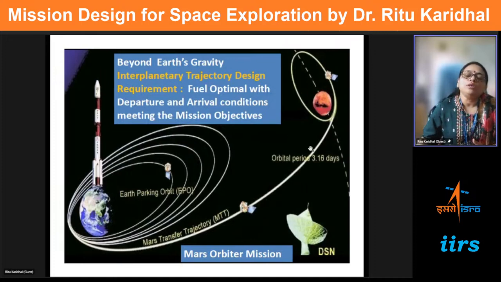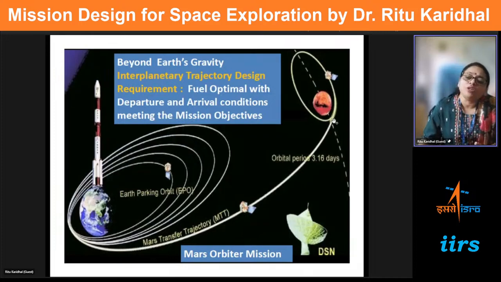And once we go near the Martian orbit, the dotted line which I'm showing, again as I told you, the sphere of influence will start working. As you go nearer and nearer to Mars, its sphere of influence will start pulling the satellite towards itself, towards its surface.